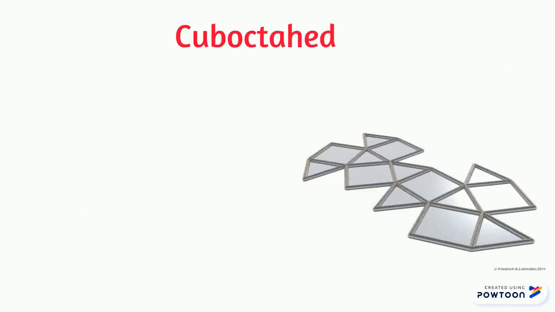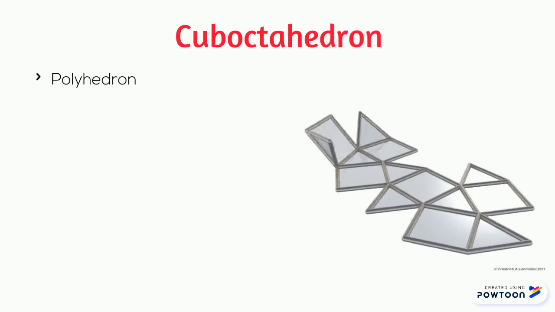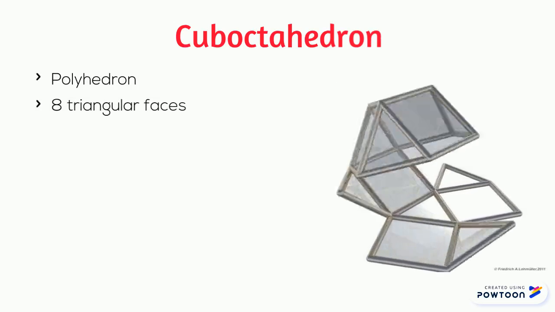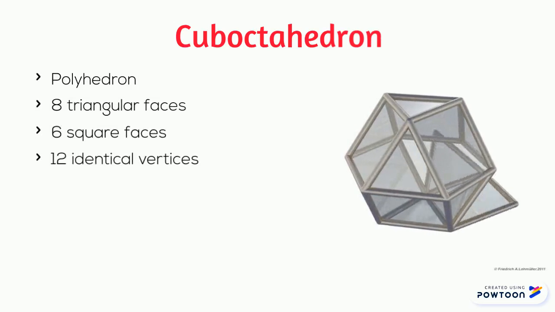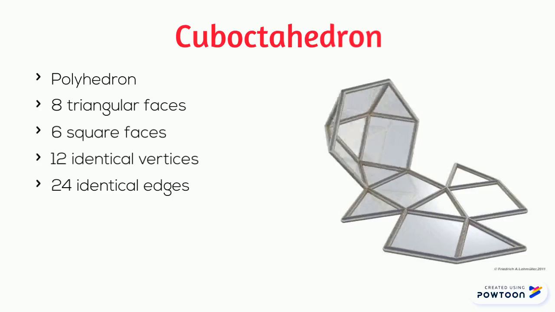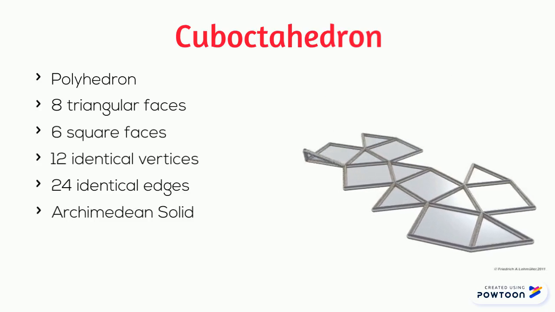This is a cuboctahedron. It is a polyhedron, has 8 triangular faces, 6 square faces, 12 identical vertices, 24 identical edges, and is a member of the Archimedean solid collection of shapes.